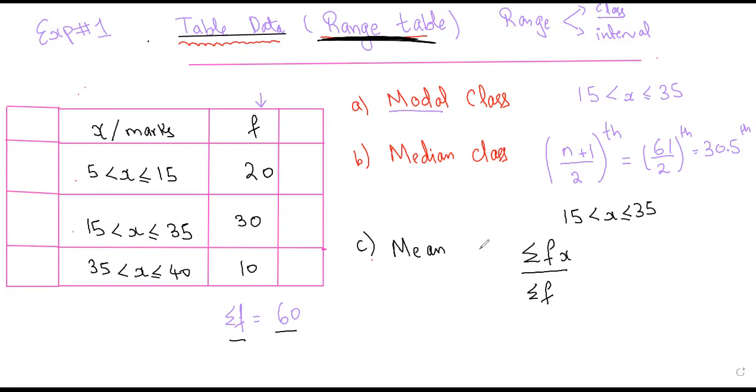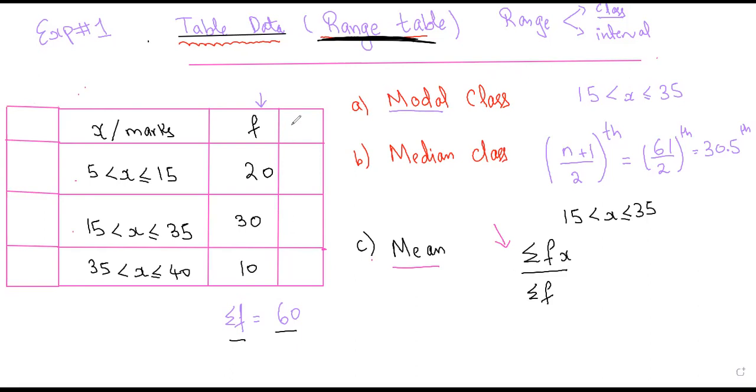Okay, now please pay attention. Mean is calculated using this formula. If you have raw data, you just add up all the values and divide them by the number of values. But for tabular data, you don't do it that way. You just do summation fx over summation f.